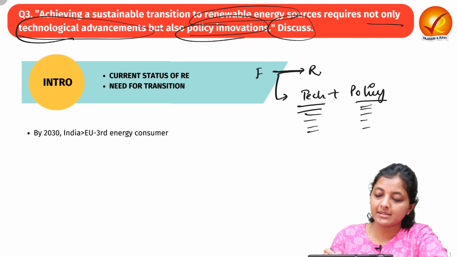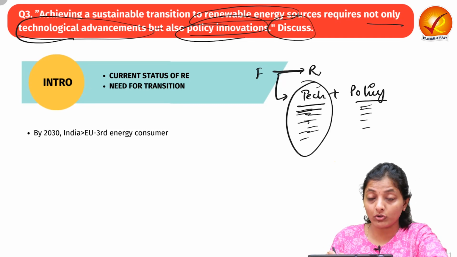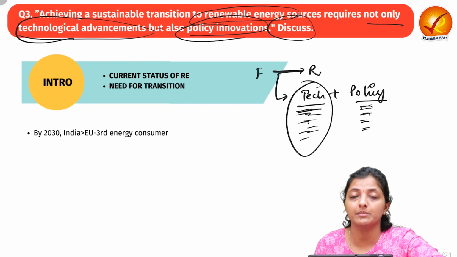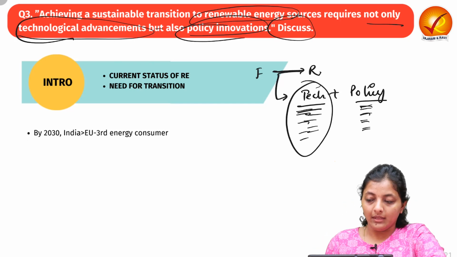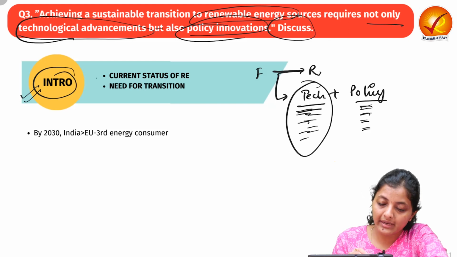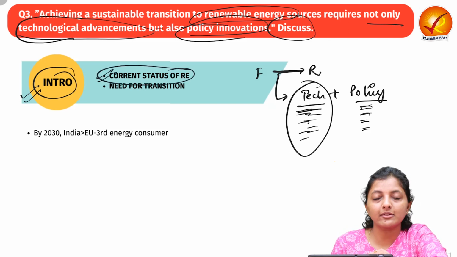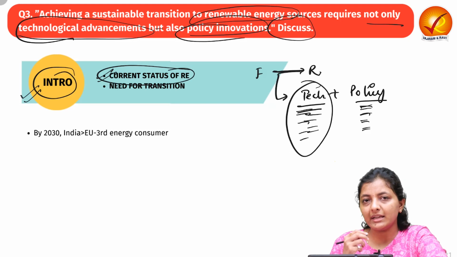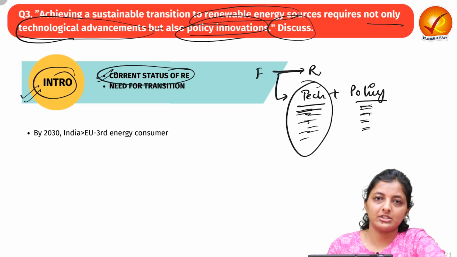And the keyword is discuss. So we have to discuss what technology and what different policy measures we can take. So let's start with the answer. First, in the introduction, you can write something about the current status of renewable energy so that we can tell that yes, we need this transition.